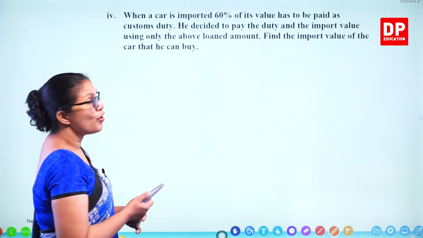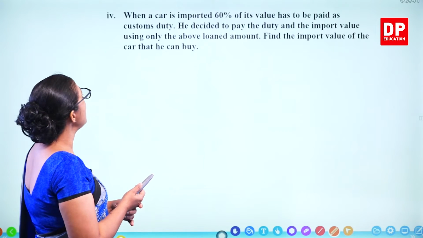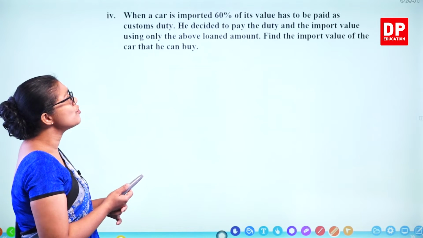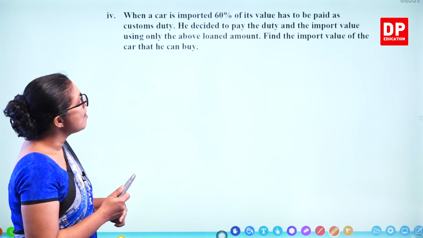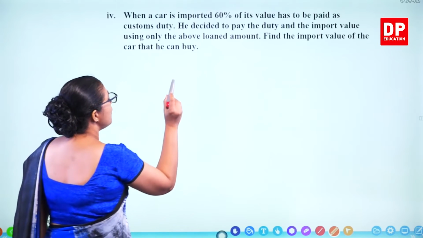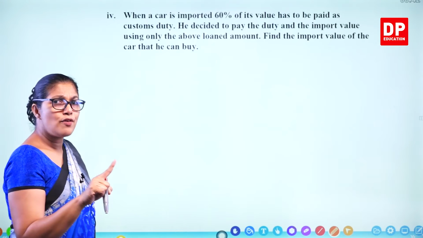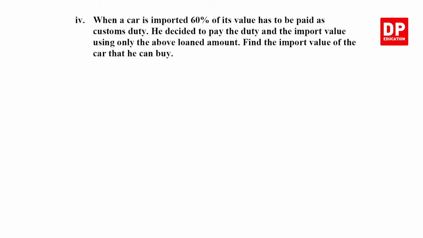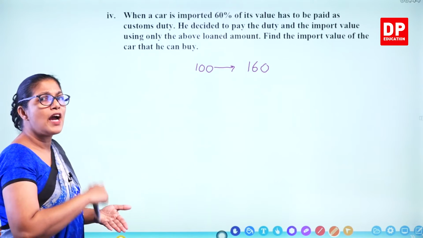Now we'll look at the fourth part. When a car is imported, 60% of its value has to be paid as custom duty. He decided to pay the duty and the import value using only the above loaned amount, that's 4 million. Find the import value of that car that he can buy. So that means 60%. If you buy for 100, you have to pay 160 rupees.